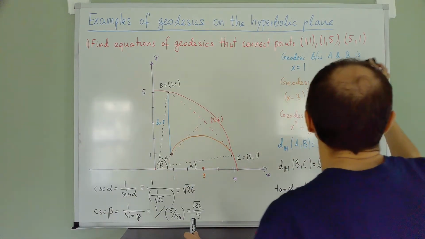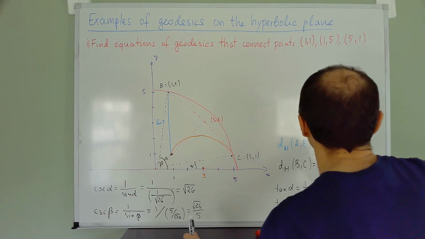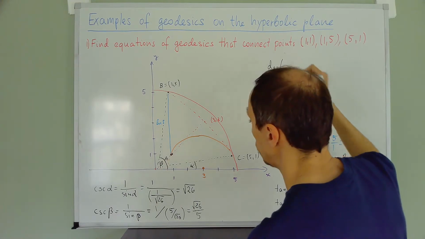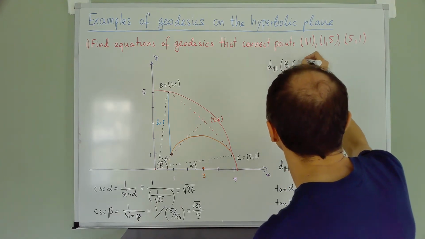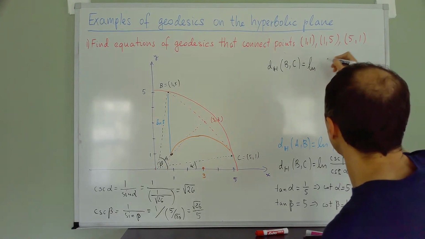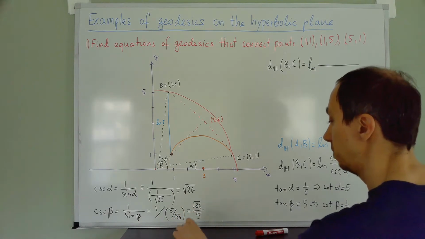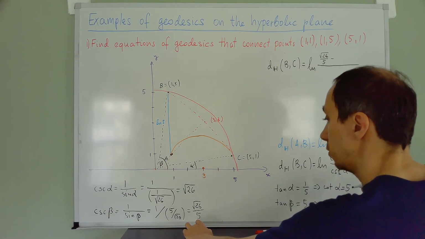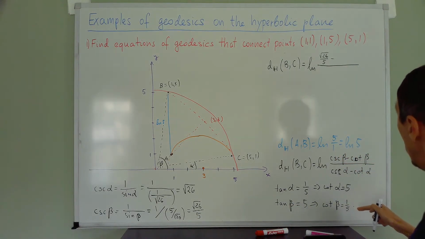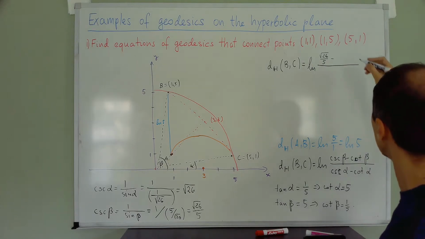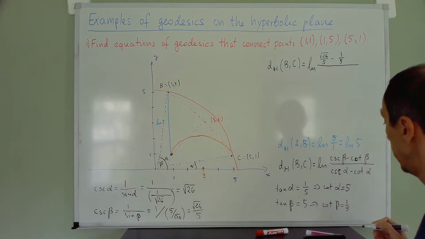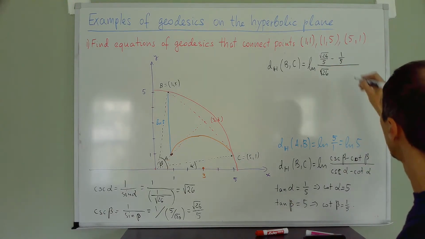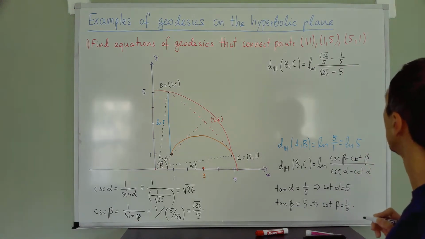So with all this data, I know that the hyperbolic length between B and C is equal to natural log of, so I have cosecant beta, radical 26 over 5, minus cotangent beta, minus 1/5, divided by cosecant alpha, which is radical 26, minus cotangent alpha, so minus 5.